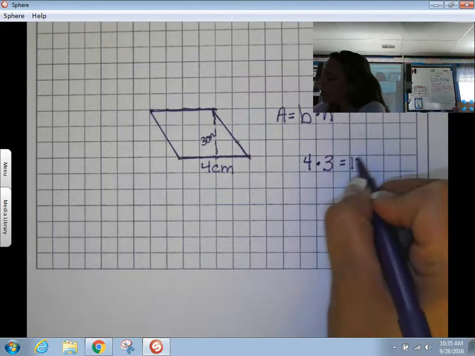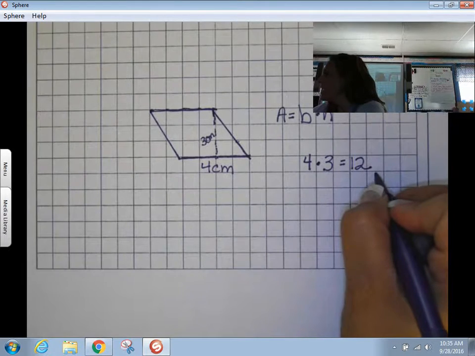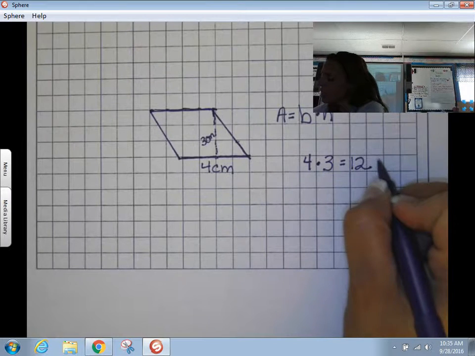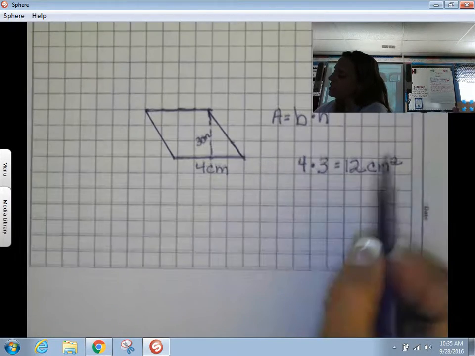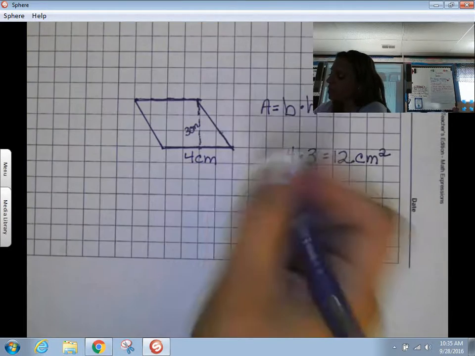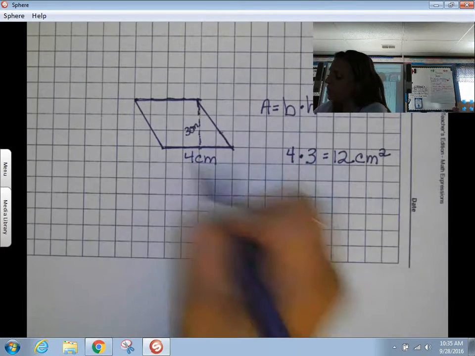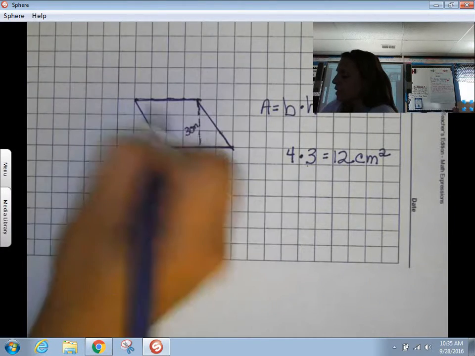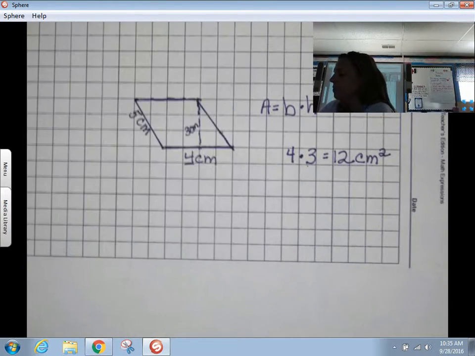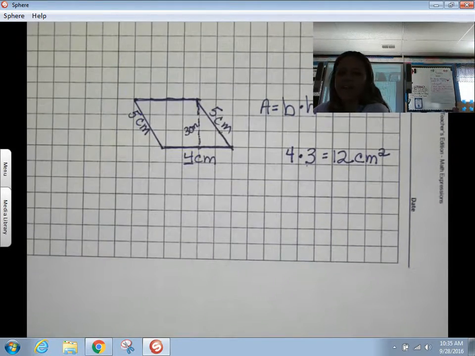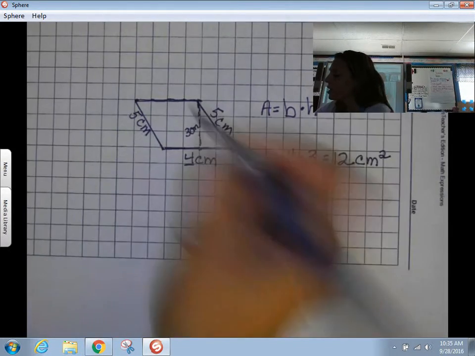And everybody with 4 times 3? 12. And I measure area in centimeters squared. Okay, so same thing as when we find a rectangle. So we've just got our base, which was 4, times our height, which was 3. Don't be confused, because sometimes they label this line. And sometimes we want to do 5 times 4. Will that get us the right answer? No.